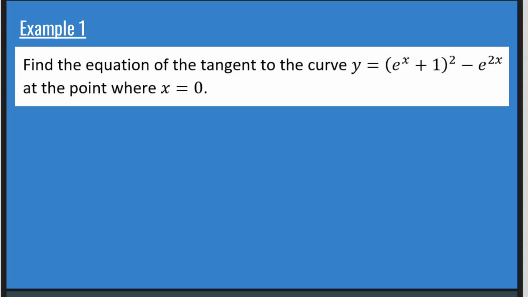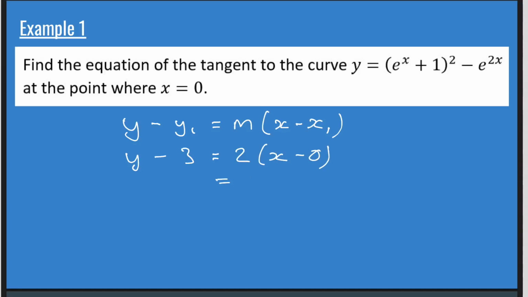So my equation of a straight line is y minus y1 equals m times x minus x1, y minus 3, the gradient was 2, and the x-coordinate is 0. That gives me y minus 3 equals 2x, so my answer is y equals 2x plus 3.